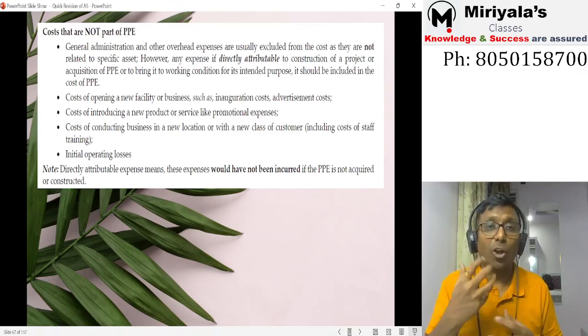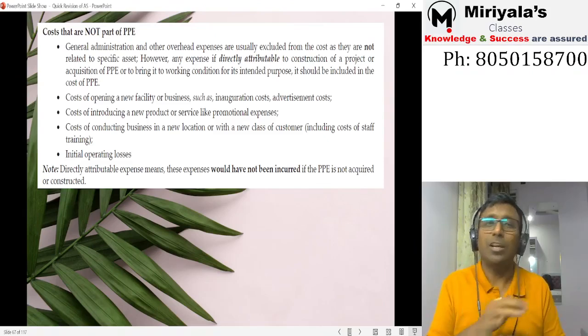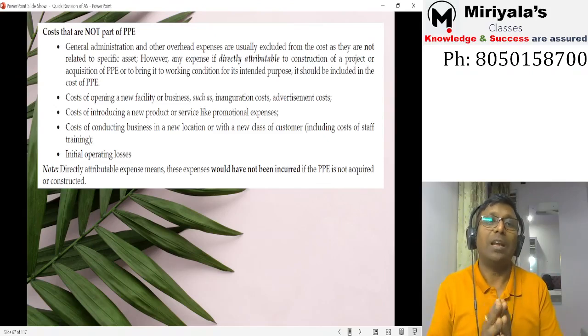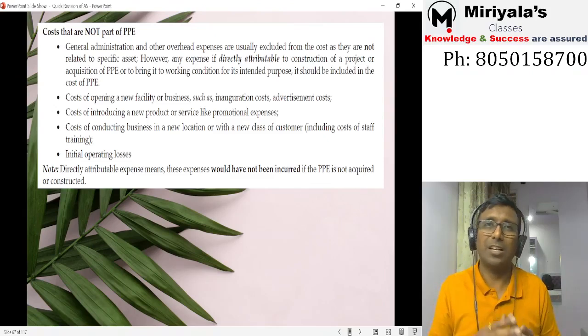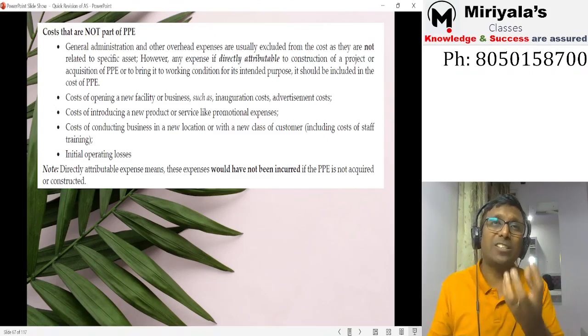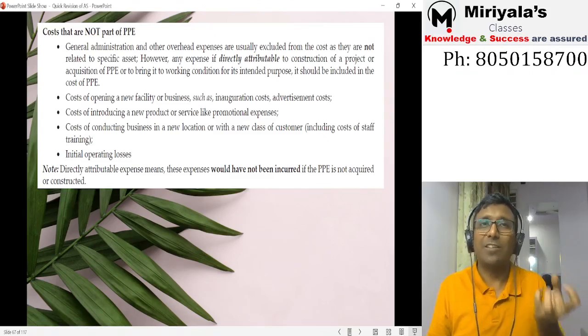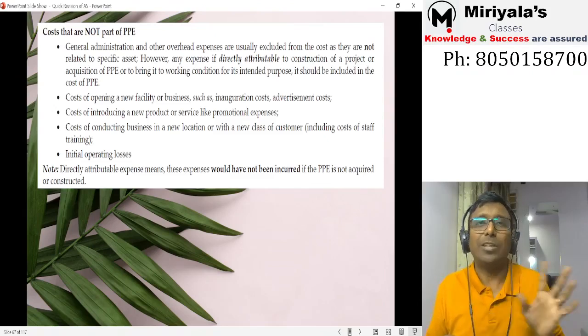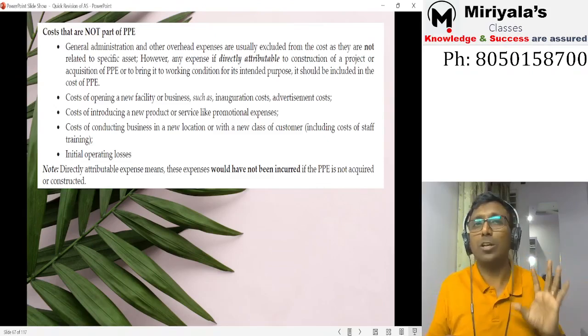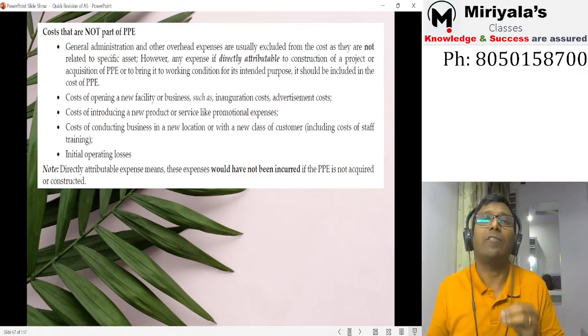Any introduction or launching of a new product or new service is charged to P&L. Conducting business in a new location, no; all these are promotional activities and do not relate to any fixed asset. If you sell this with the fixed asset, will I get extra value just because I did a great inauguration function or product launch function? It doesn't matter. That's why we will not add it to any fixed asset. All of it is supposed to be charged to P&L immediately whenever it is incurred.